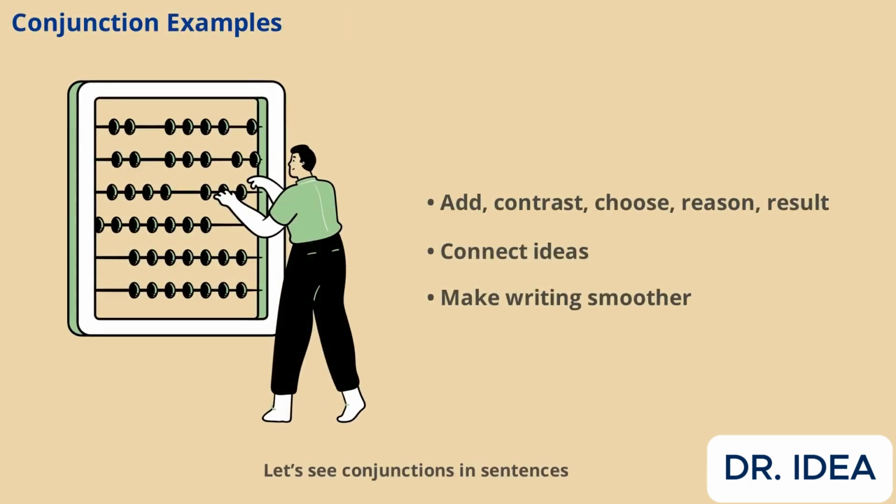Let's see conjunctions in sentences. I like tea and coffee uses and to add. She is tired but happy uses but to show contrast. Do you want pizza or pasta? Gives a choice. He stayed home because it rained gives a reason. She studied hard so she passed shows a result. Conjunctions connect ideas and make your writing smoother.